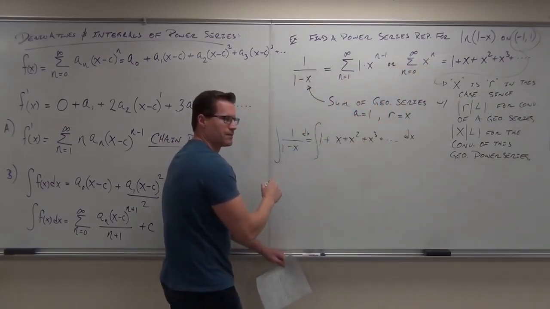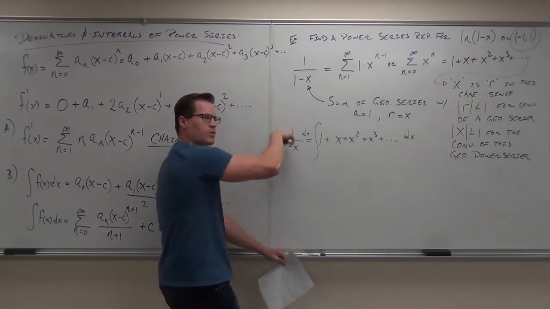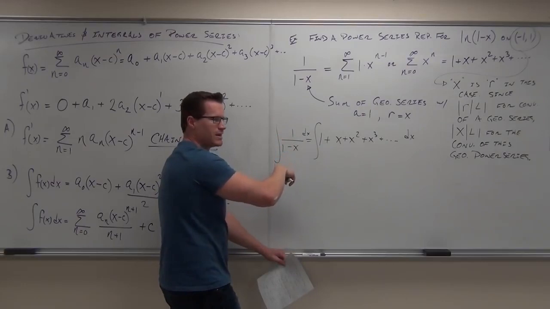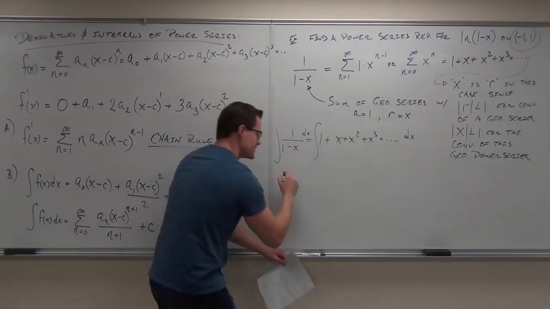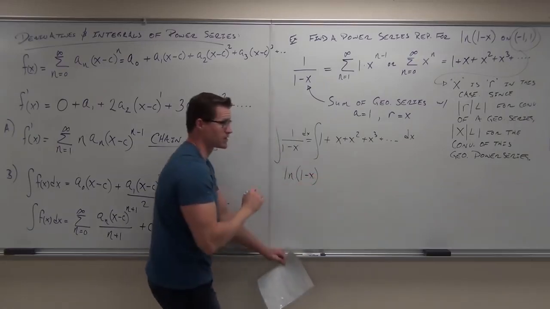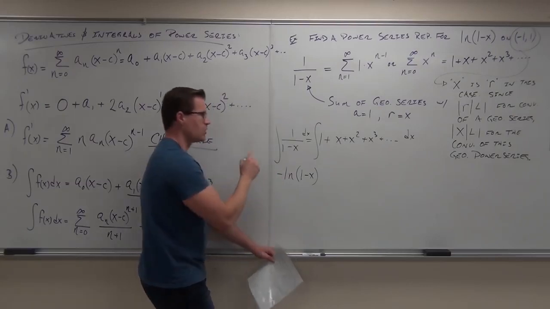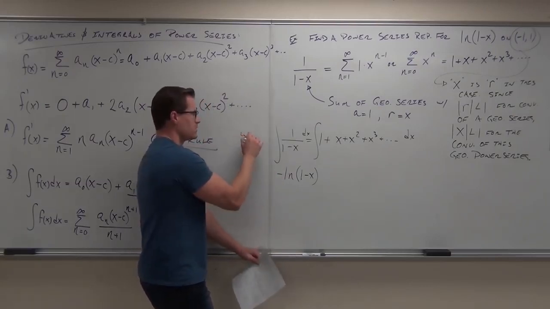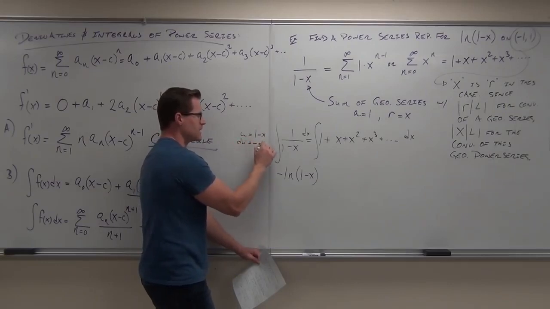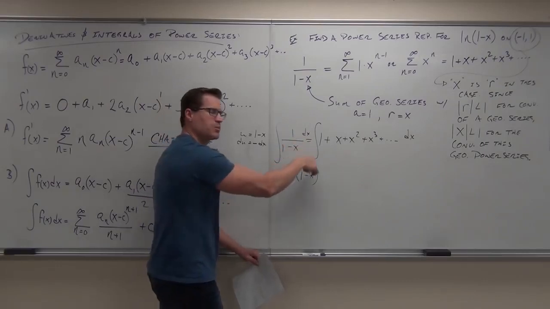Well, check it out. What's the integral of 1 over 1 minus x? It's not ln of 1 minus x. It's close, but it's not that. It's negative. Do you know why? You'd have a u-sub, u equals 1 minus x, du equals negative dx. That gives us that negative. Does that make sense?